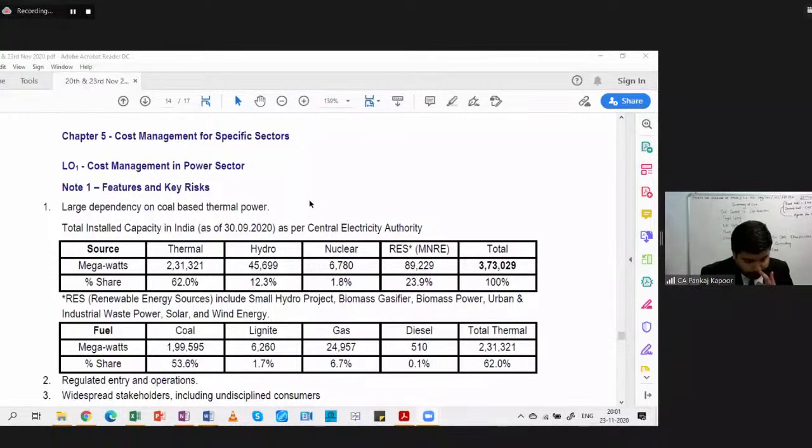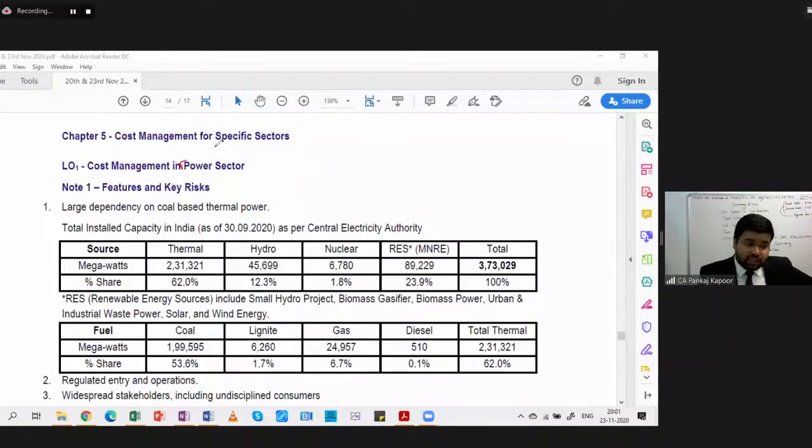Friends, in chapter number 5 there is largely theory, but it is an interesting theory, which you can remember in the form of a story. So I'll tell you 3 small stories on 3 different sectors, and based upon that, you can remember all the important points of chapter number 5.